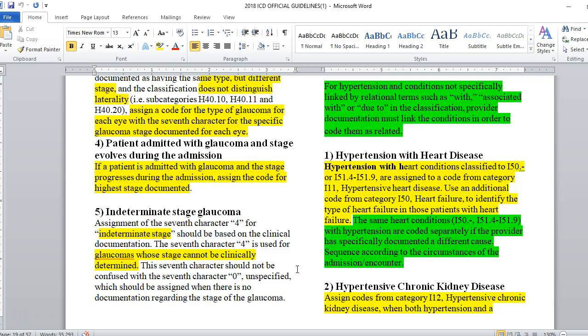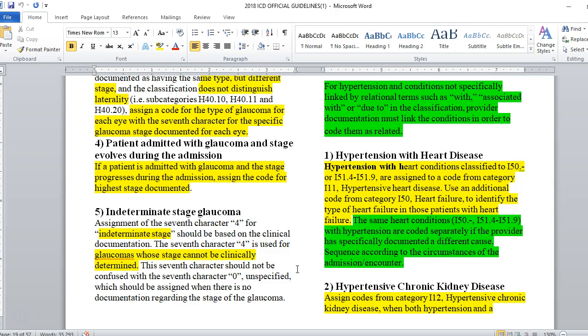Now, we also have indeterminate and unspecified stages of glaucoma. The assignment of the seventh character of 4 for indeterminate stage should be based on the clinical documentation. The seventh character of 4 is used for glaucomas whose stage cannot be clinically determined. Okay, so again, when it comes to indeterminate, it means they can't tell. Maybe they can't tell because of inflammation. Maybe they can't tell because of traumatic accident or injury. So if they can't tell, we have an indeterminate. We cannot determine the stage.